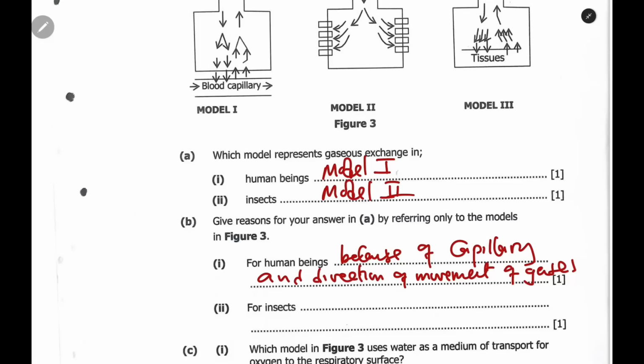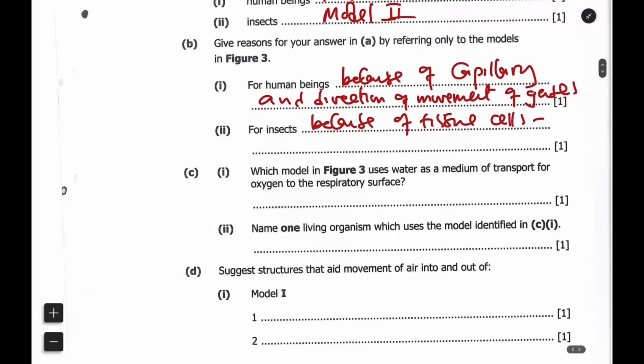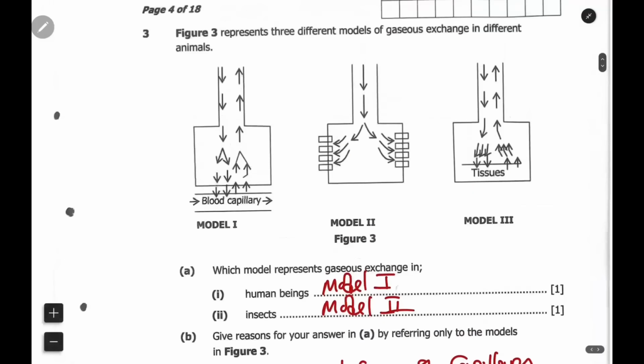So the insect, the trachea system, it is direct in contact with the tissue cells. So because of tissue cells, that is the reason why we are saying this is of the insect. Let us look at C. Which model, C1, which model in figure 3 uses water as a medium of transport for oxygen to respiratory surface? So it is model 2. Model 2. Look at this, model 2.